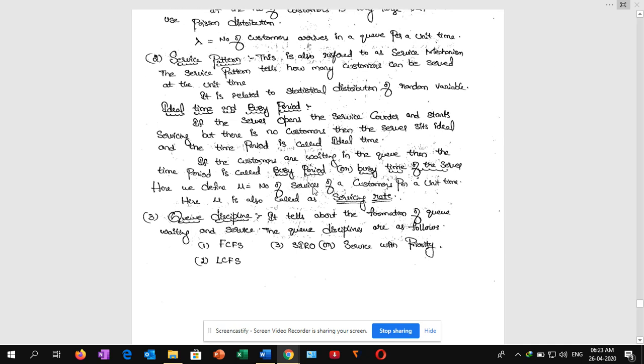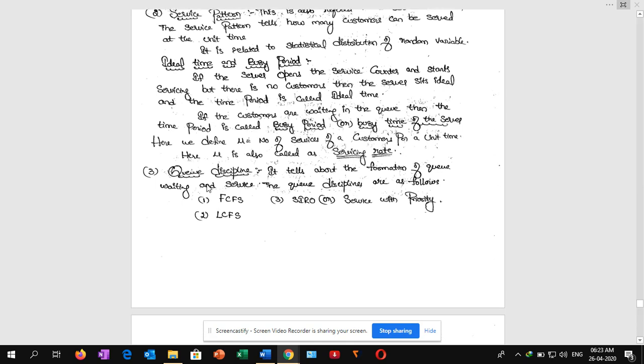Busy period means the customers are waiting in a queue. It is a super movie, it is the first day of the movie, and the customers are waiting in a queue. Then that time period is the busy period or busy time of the server. So busy period means customers are waiting in a queue. And idle time means the server opens the service, but there is no customer, then the server sits idle.